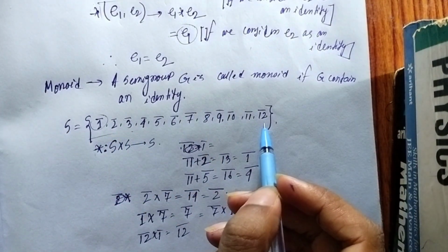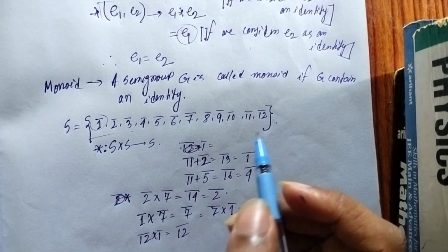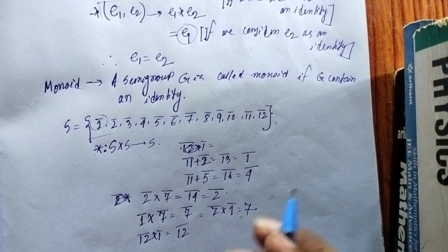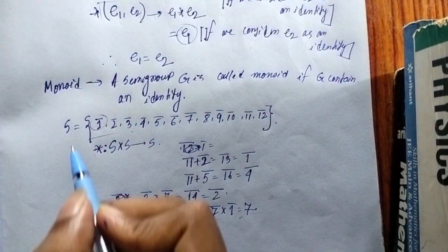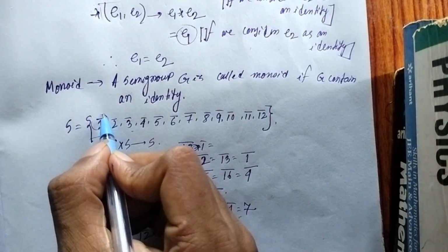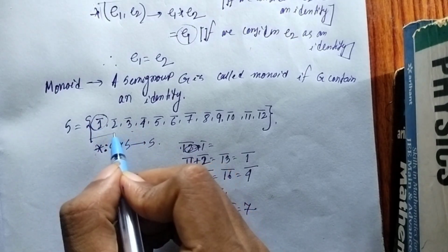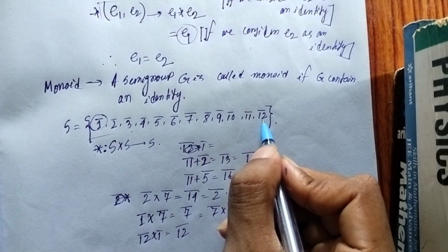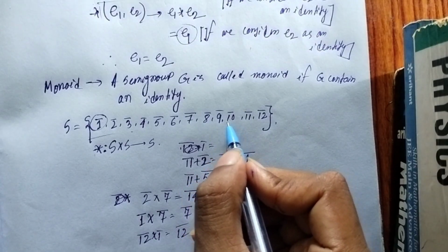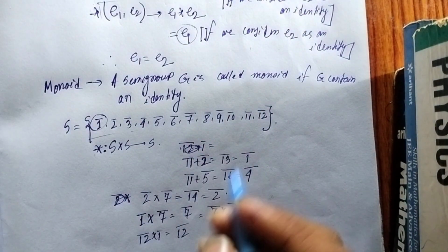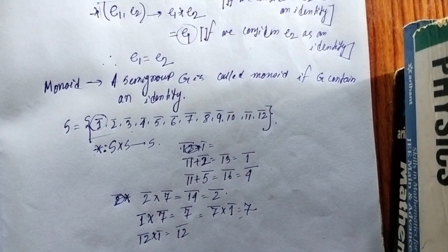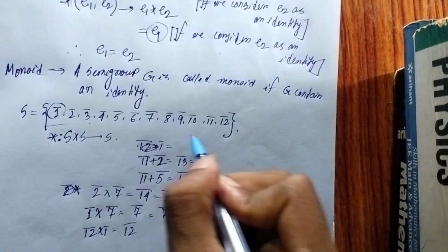This is a very important example that we will discuss in detail in further lectures. But this is an example of a monoid. You can see that 1 is the only unique identity here. If you multiply by any other number, you don't get the same number back. 1 is the only unique identity here, and this is a monoid.